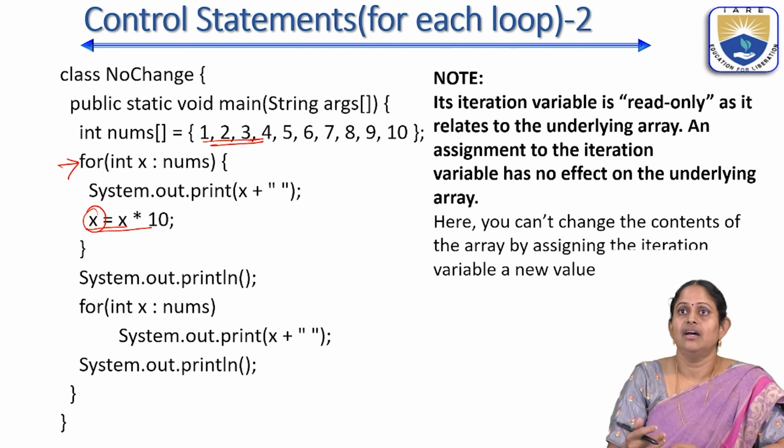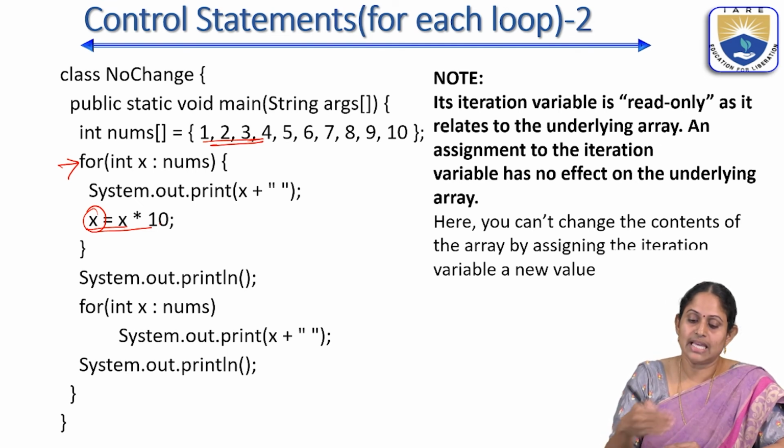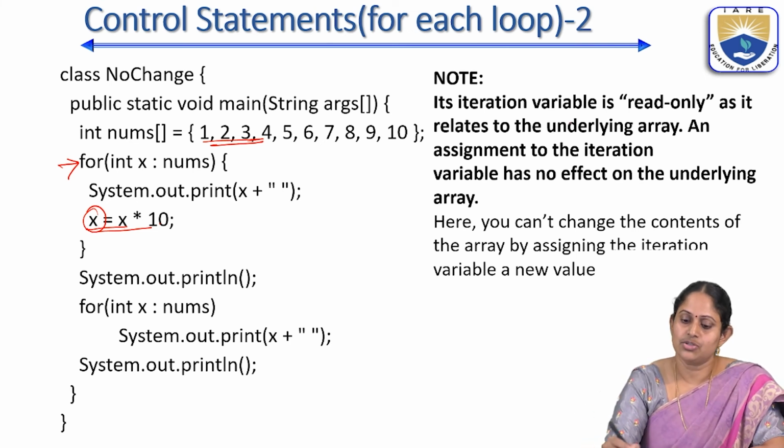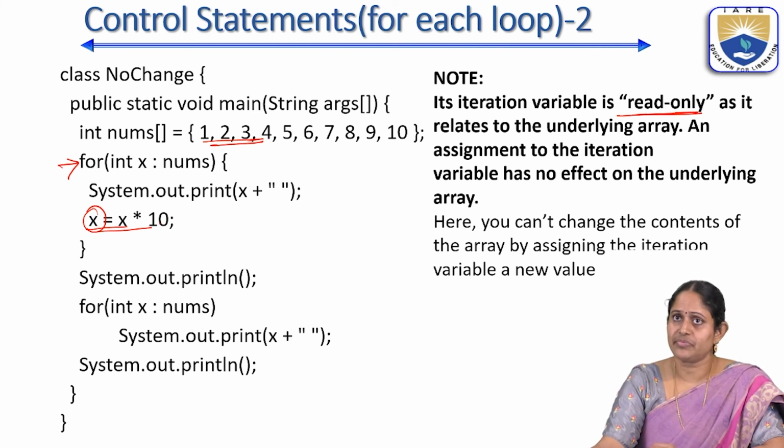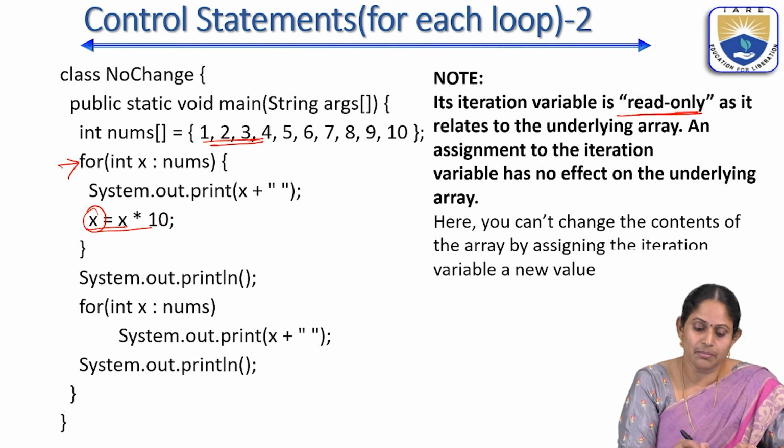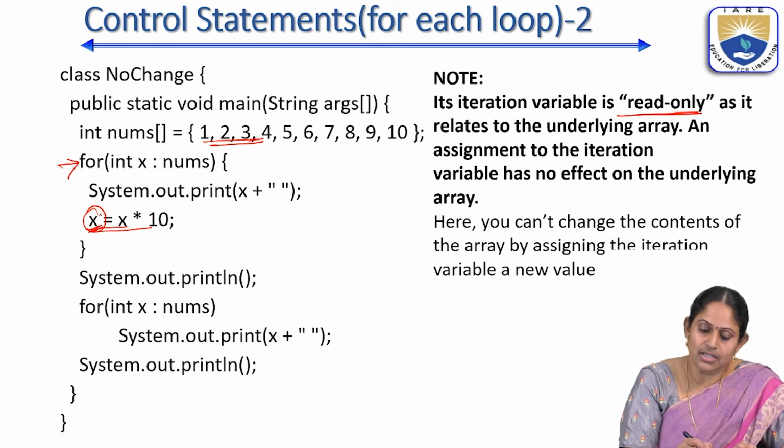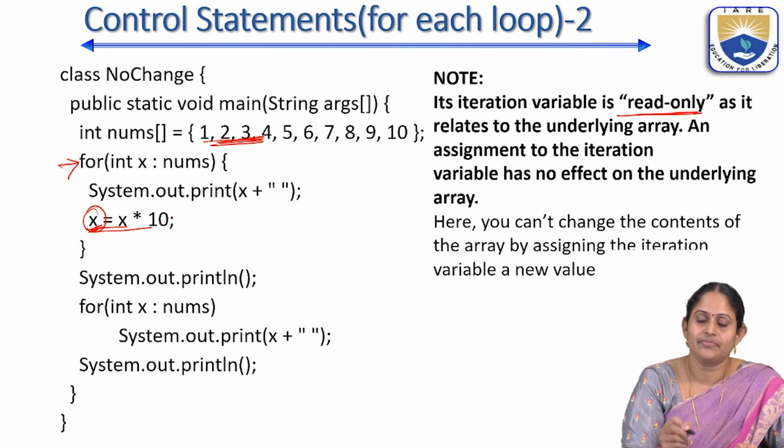You can only read it, only iterate over the variables. You cannot change it. You cannot rewrite it. So this iteration variable is only a read only variable. Even if you change this value, this change is not reflected onto the array.